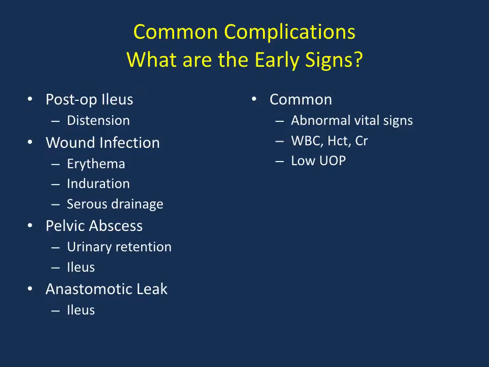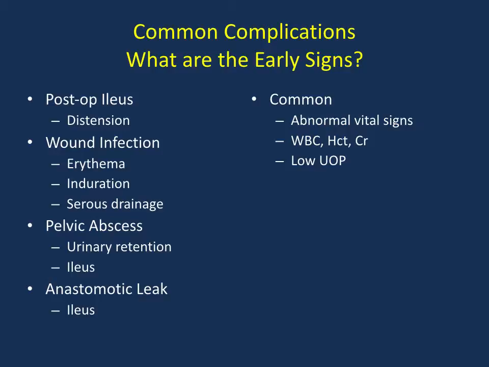Okay. So some of the common complications for the colorectal service are postop ileus. Often they'll present with distension on the first day or two. Wound infection, you already know what that's typically like. Pelvic abscess is a little bit trickier. They often have urinary retention or lower abdominal pain. Ileus can also be a first sign of an abscess down in the pelvis as well. And for an anastomotic leak, the first sign is also often distension and ileus. Okay.